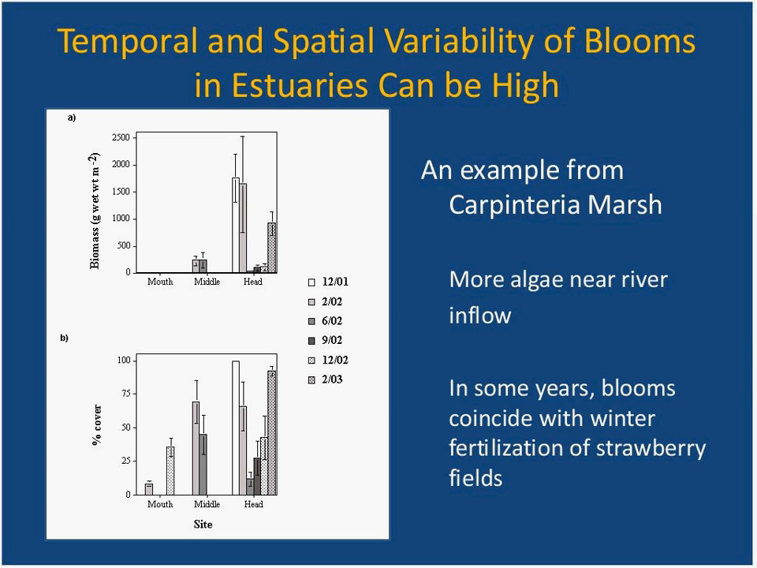The middle, the head of the estuary, is the one closest to the sun coming into Carpinteria Marsh. The mouth is the one closest to the ocean. You have a real strong pattern of more algae near the river mouth, where the nutrients are coming from, and a real strong pattern of winter blooms. You see the white bars and the gray bars are wintertime. And in Carpinteria, at least, those blooms coincide with fertilization of strawberry fields, a direct nutrient source.